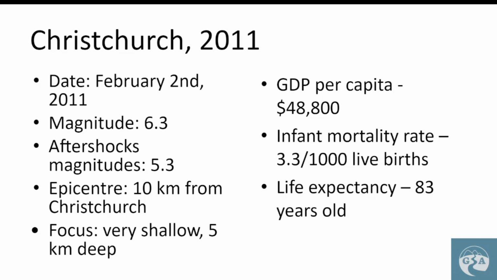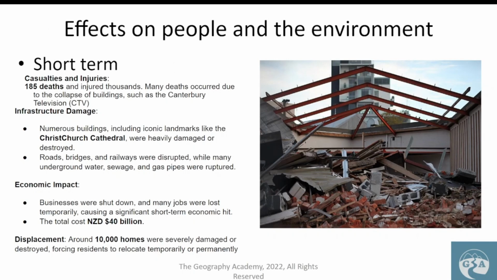So we'd mentioned before that the focus being shallow means that the seismic waves are going to be more intense, because they don't have as much ground to go through. And just a little comparison then to our Nepal case study, we have a GDP per capita of 48,800. Infant mortality rate is much lower at 3.3, and the life expectancy is almost 10 years longer. So this shows us that there is a big development gap between both New Zealand and Nepal.